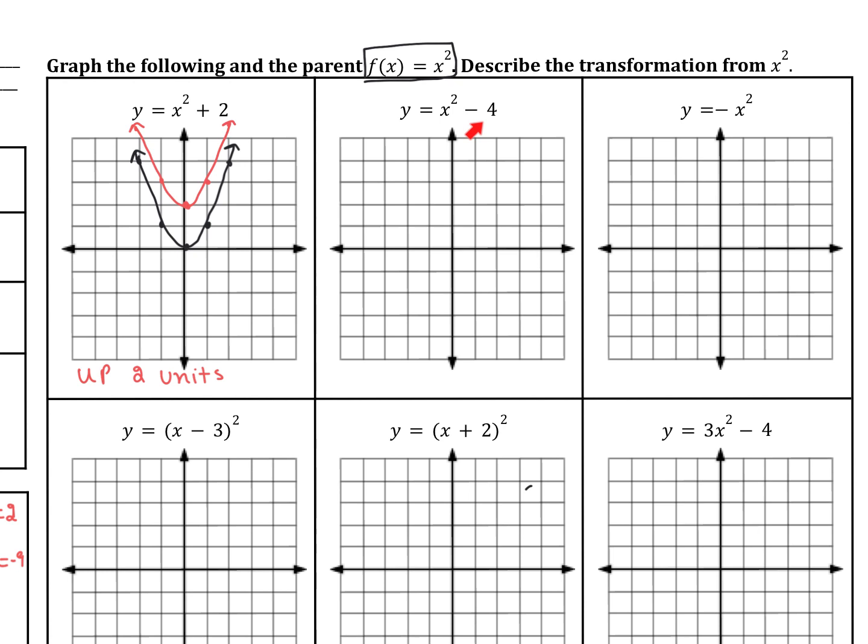For this function, it's going to be negative 4, which means go down 4. Negative in the front is the reflection of the graph. The number inside, or next to the x, means it's going to move left or right. If it is negative, move to the right. If it is positive, move to the left.